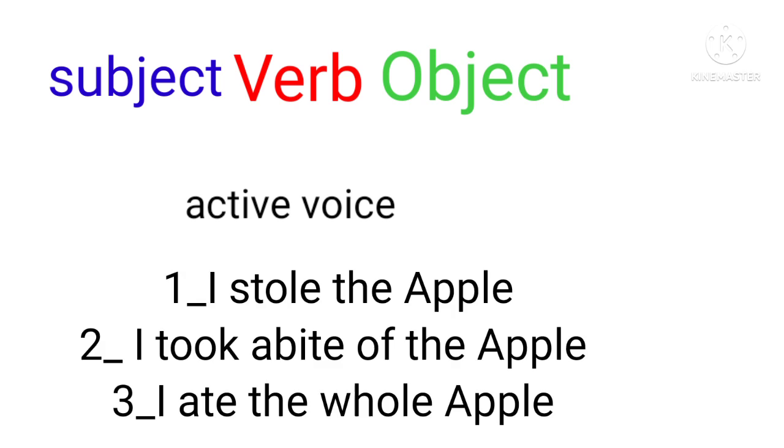Here are some examples. I stole the apple. I took a bite of the apple. I ate the whole apple. In these sentences, the subject is the person who is doing the action. We will call this the doer. And the object, which is after the verb, is receiving the action. This is called active voice. You see, this is the subject, this is the verb, this is the object. So the subject is doing the action. The object after the verb is receiving the action.